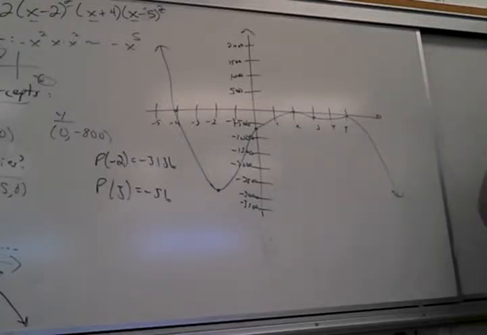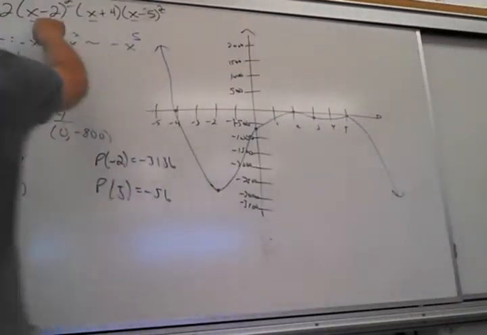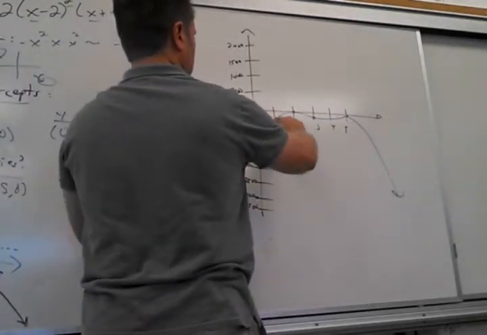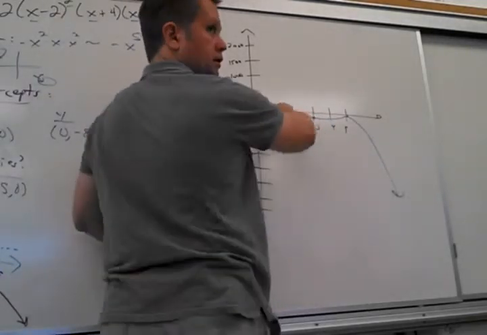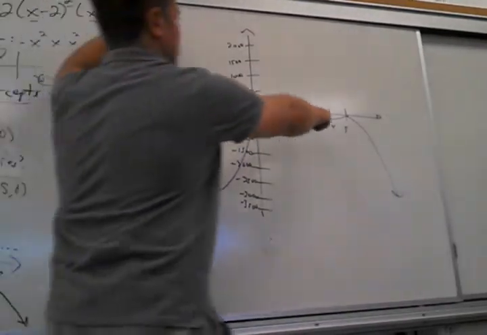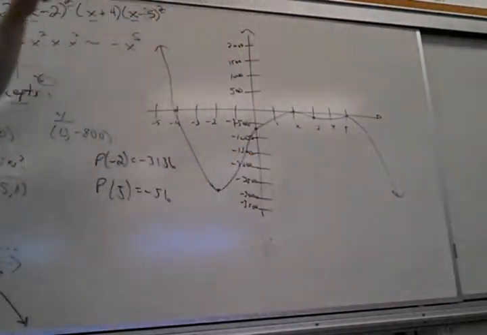Can you just really quick go over the multiplicity for this problem again? So, at 2, it came from this factor that has a multiplicity of 2. Multiplicity is just a quick way of saying it shows up twice, right? So it's going to act like a parabola at 2. The parabola would come in and touch, right? So at 2, sure enough, it touches. It turns there, right? And it's going to do the same thing at 5. It's going to touch and keep going down. It's going to act like a parabola.